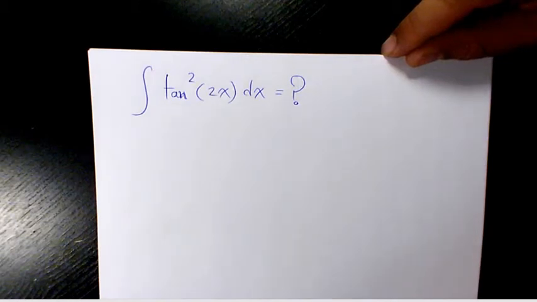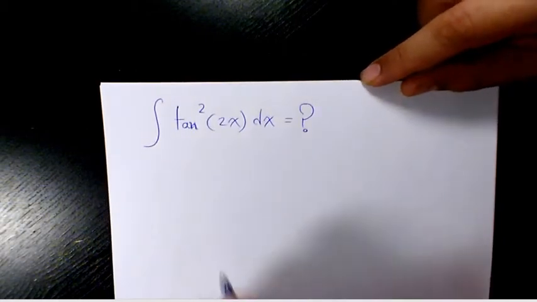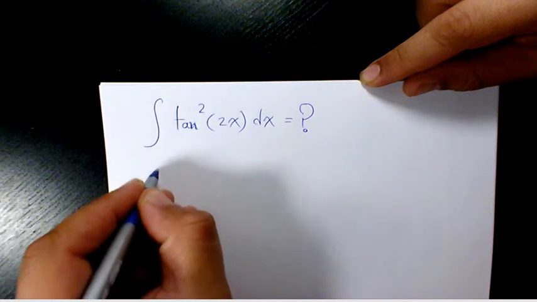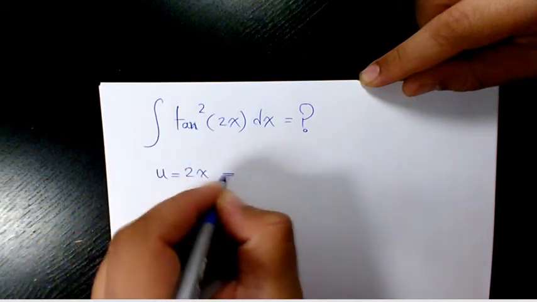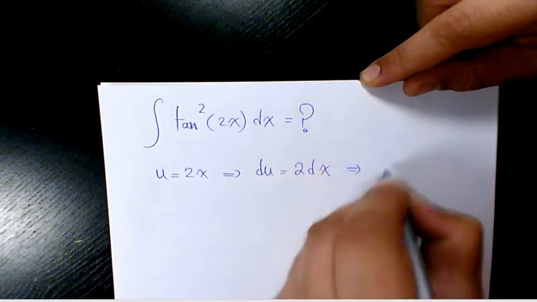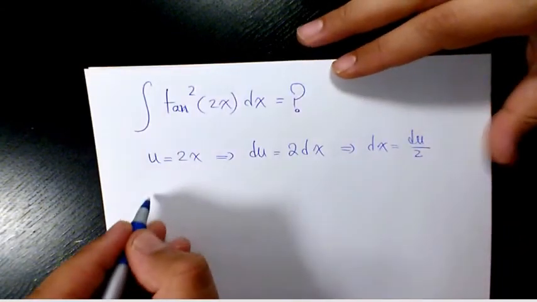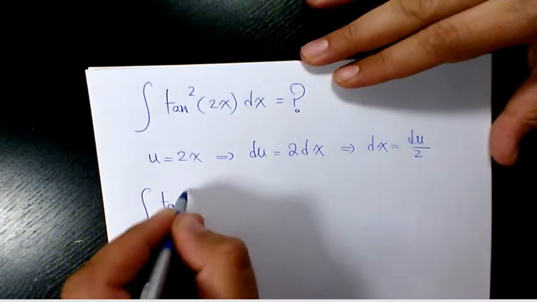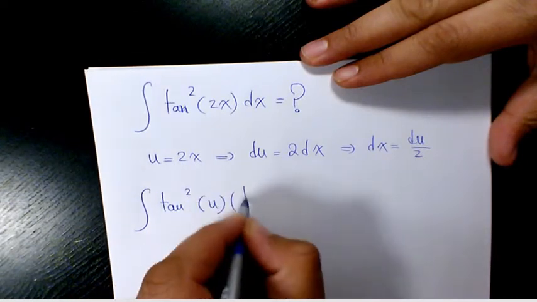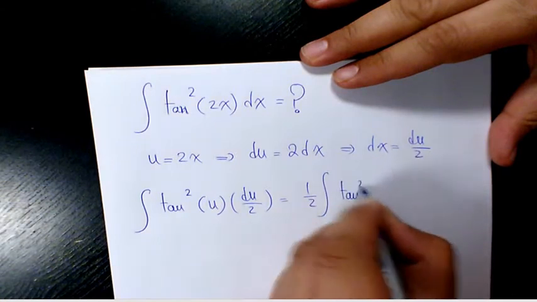Welcome to another video. In this video I want to show you how to find out the integral of tan squared 2x dx. So I'm going to use the substitution method in this case, and I have u as 2x. It means that du is going to be 2dx, and it means that dx equals du over 2. So basically we need to find out the integral of tan squared u du over 2, or 1 over 2 tan squared u du.